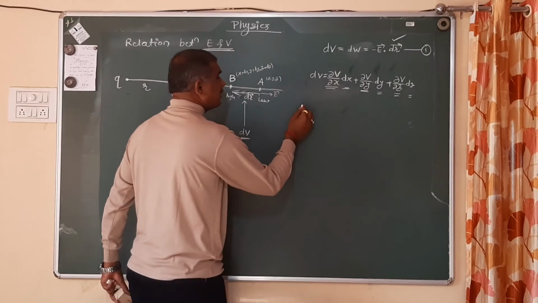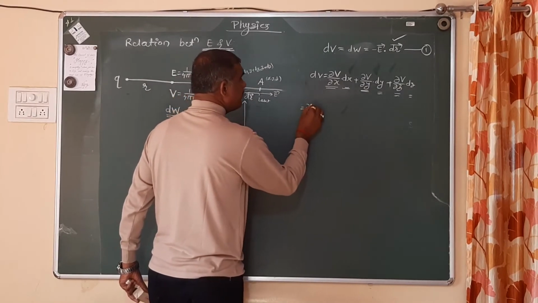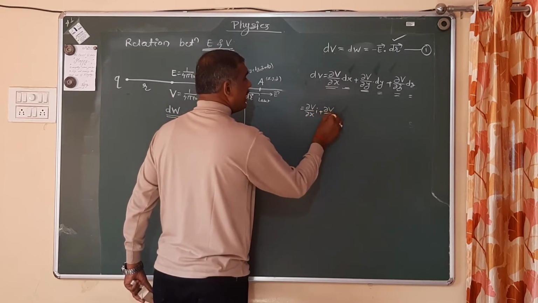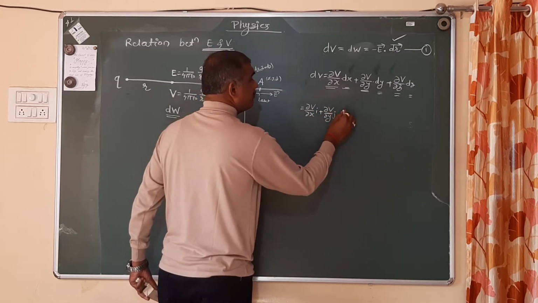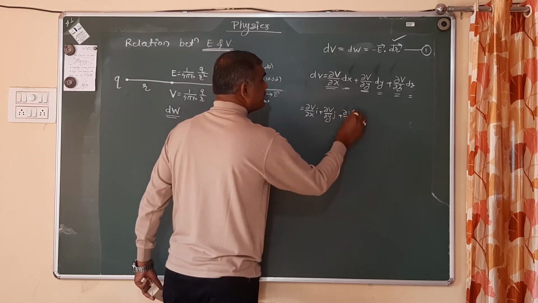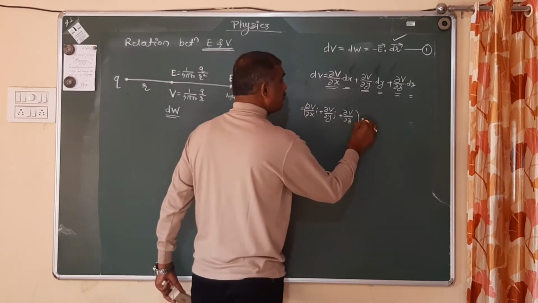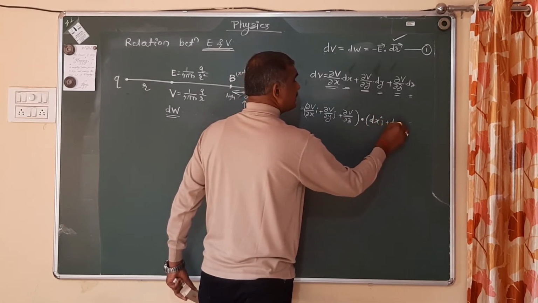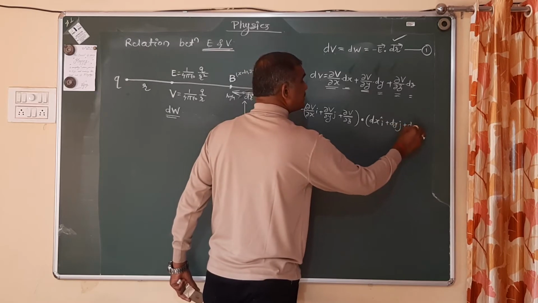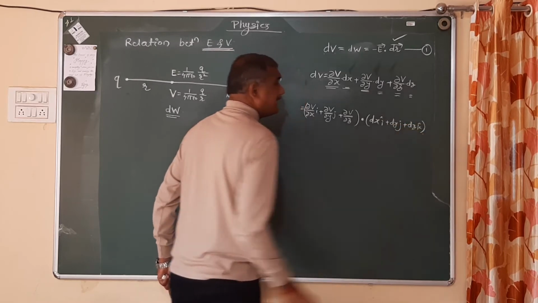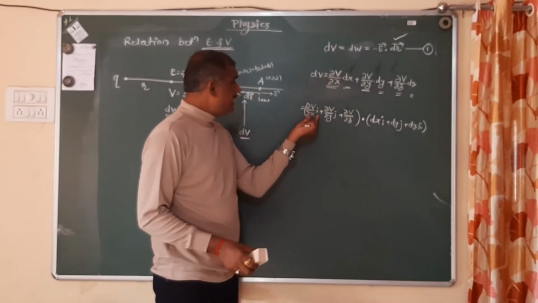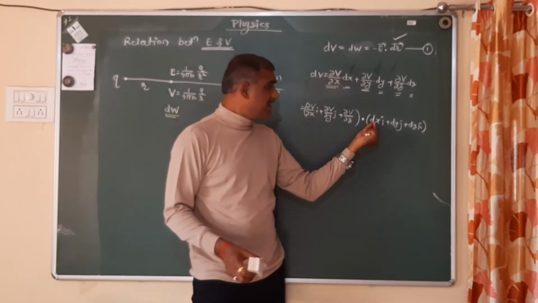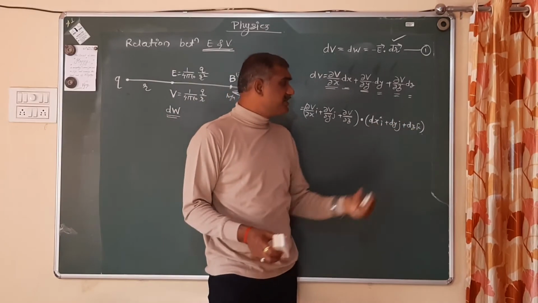If I split that vector, I can easily write del V by del x i plus del V by del y j plus del V by del z k. This is one vector, dot dx i plus dy j plus dz k. Can you write it like this? Del V by del x i, del V by del y j plus del V by del z k is one vector, and dx i plus dy j plus dz k is another vector.